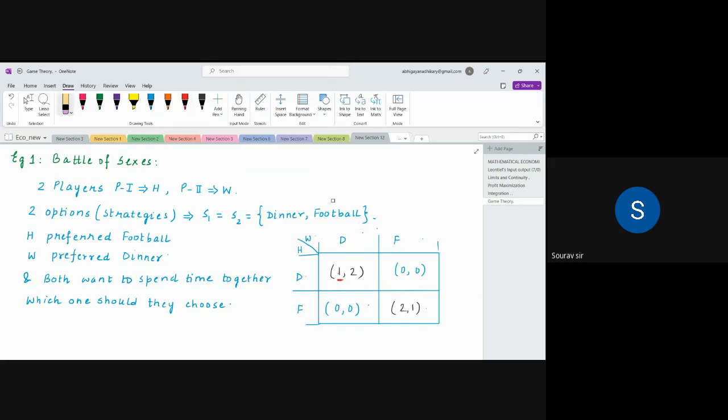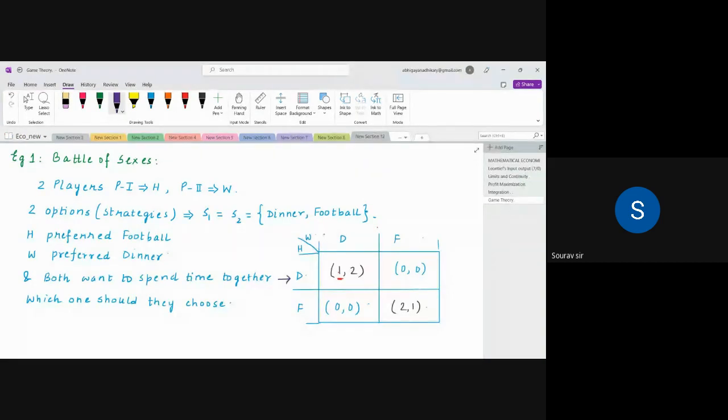Now, when you have understood what the husband would do, take that strategy and look the other way around. If the husband chose to go for dinner, then what would the wife do? If the wife chose to go for dinner, she would get a utility of 2, and if she chose to go for football, she would get a utility of 0. That means logically, she should choose to go for dinner. Okay, 1 and 2. Repeat this for the other strategies as well.